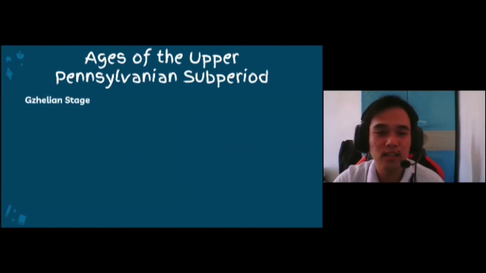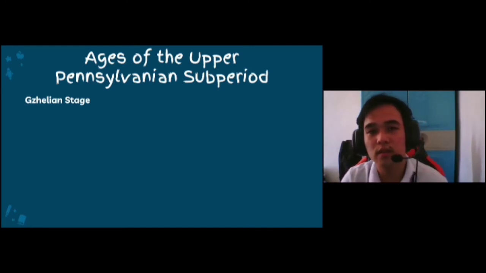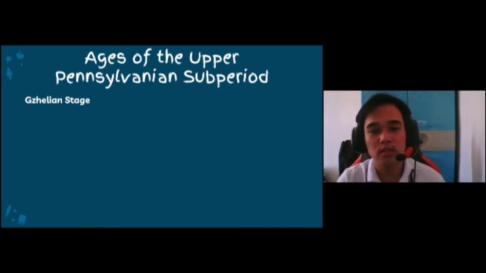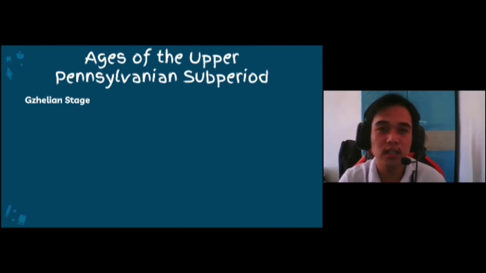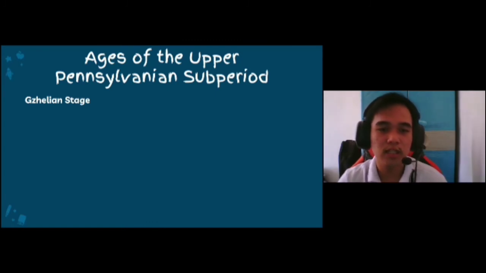The Gzhelian stage. Gzhelian, last of four internationally defined stages of the Pennsylvanian subsystem of the Carboniferous system, comprising all rocks deposited during the Gzhelian age, 303.7 million to 298.9 million years ago. The name is taken from the Russian city of Gzhel, which lies just southeast of Moscow in the Moscow Basin.